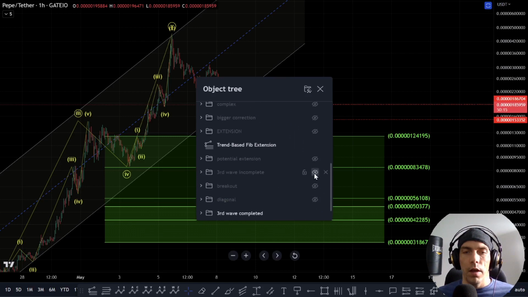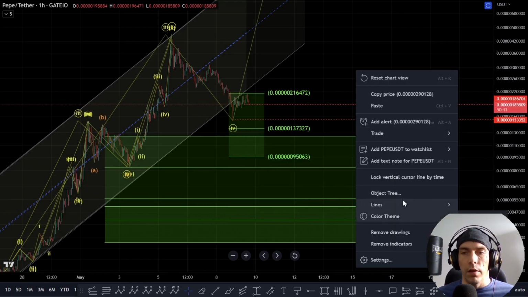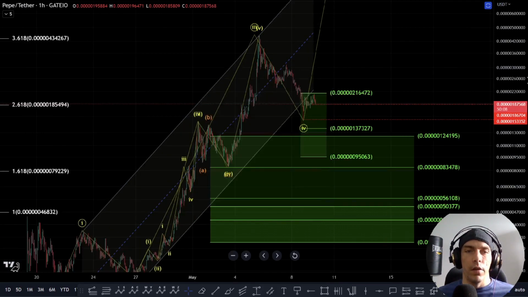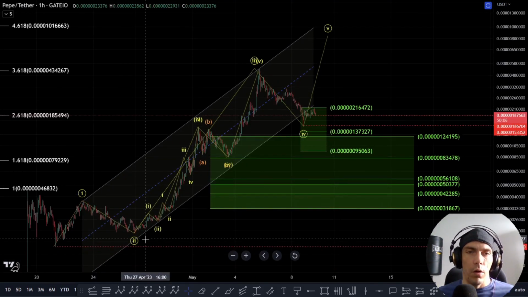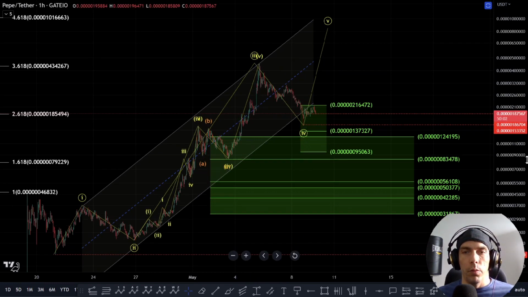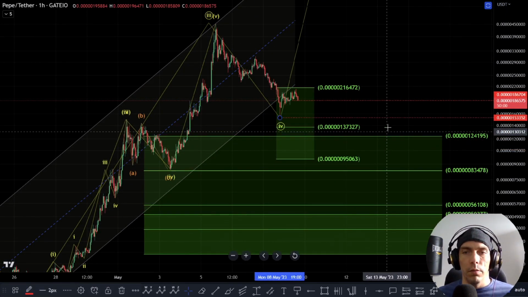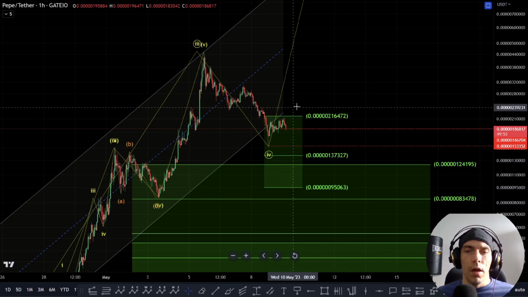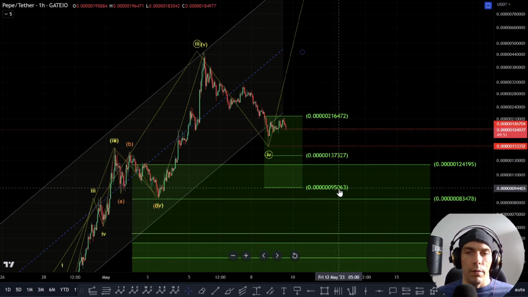Okay, now if we are looking at this in the other way that we mentioned, what we could see here is that we could have a third wave which is incomplete, and that could mean that we still have some extension to the upside. We would treat this as a 1-2. All of this would become our third wave, and then we were looking for a fourth wave. Now, the typical zone we were looking for as a fourth wave was the potential of coming down to this 216472 to this lower range of this 95063.